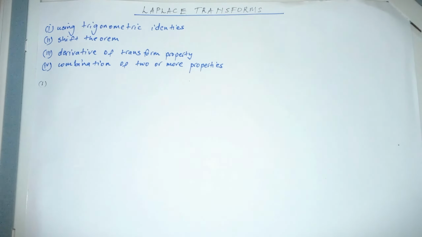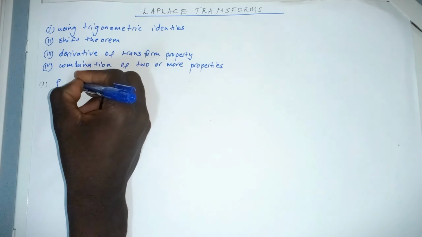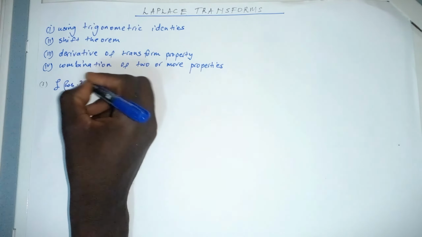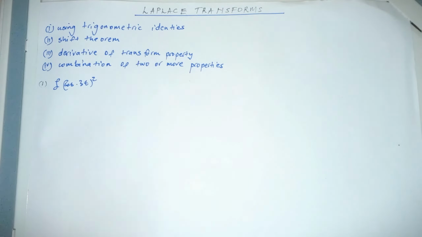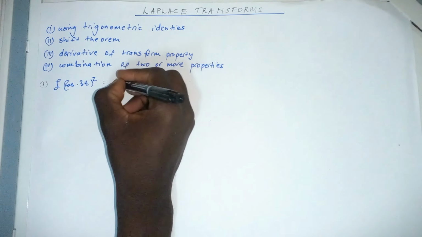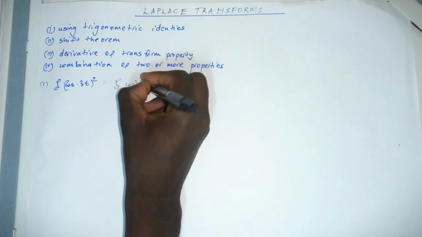So the first problem in which we're going to use the trigonometric identities, I want to find the Laplace transform of cos 3t squared. Okay, so in the first problem, I want to find the Laplace transform of cos 3t to the power 2. This is the same as writing the Laplace transform of cos squared 3t.